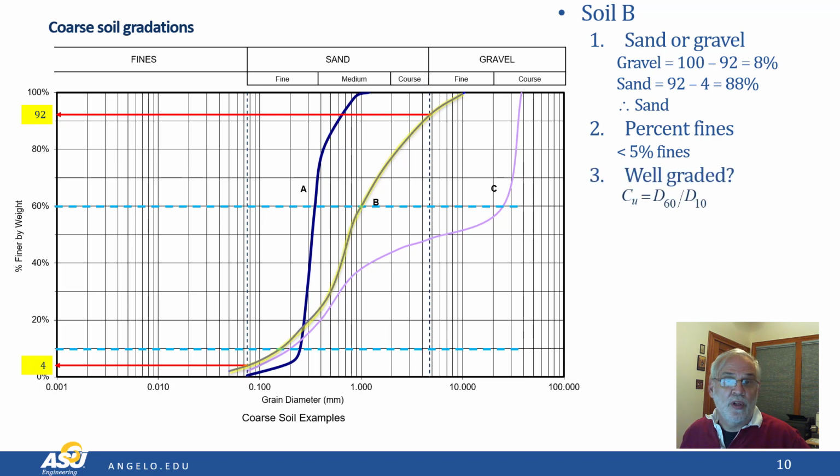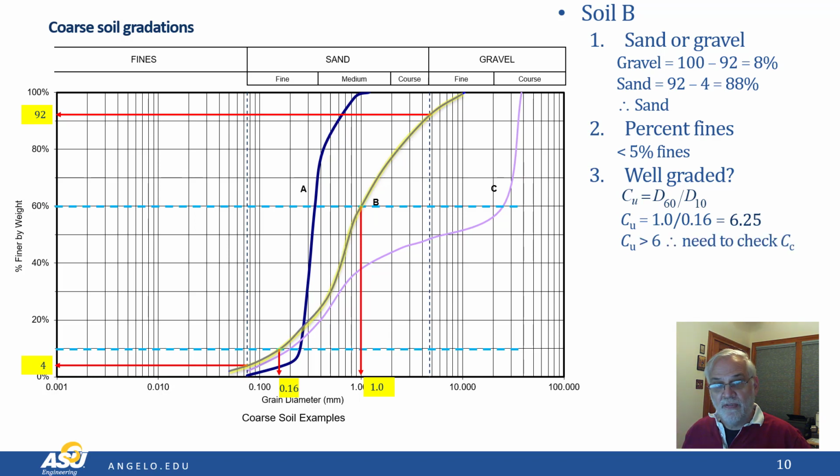Now we need to determine if it's well graded. D60 is 1 millimeter, and D10 is 0.16 millimeters. So the coefficient of uniformity is 1 divided by 0.16, which equals 6.25. So this soil passes the first check since C sub U is greater than 6. Now we need to check the coefficient of concavity. C sub C is D30 squared divided by D10 times D60. D30 for this soil is 0.5 millimeters, and C sub C is 0.5 squared divided by the quantity 0.16 times 1, which is equal to 1.56.